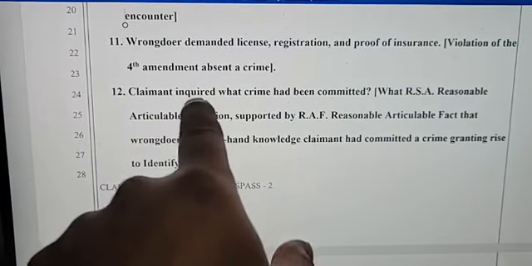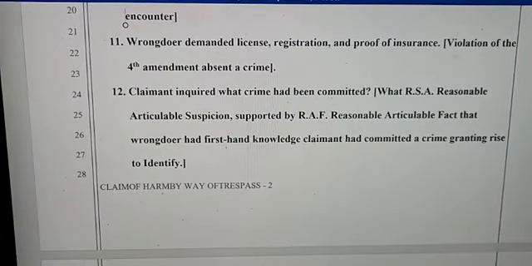Now, everything that you're seeing in these brackets is not something that I would typically have on the page. I'm doing this for the viewing audience, all right? So you understand where I'm coming from and why I'm doing what I'm doing.